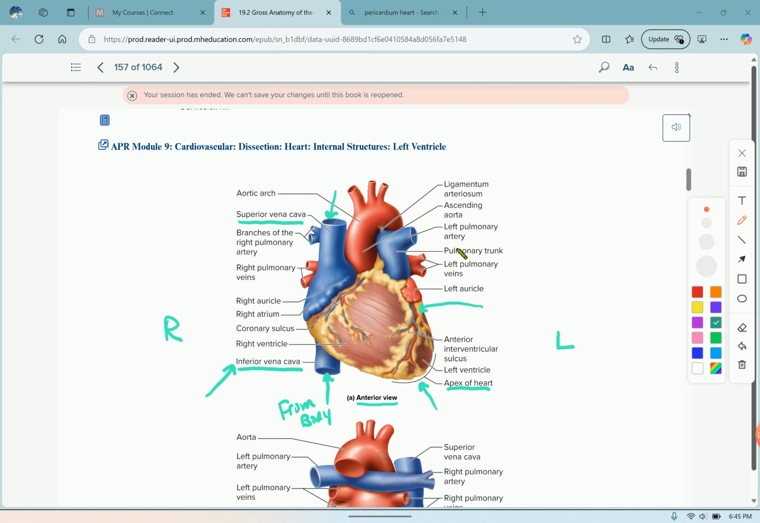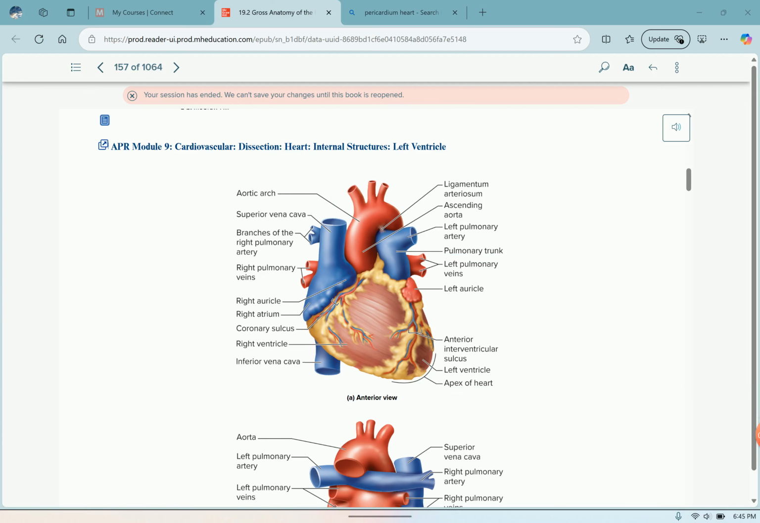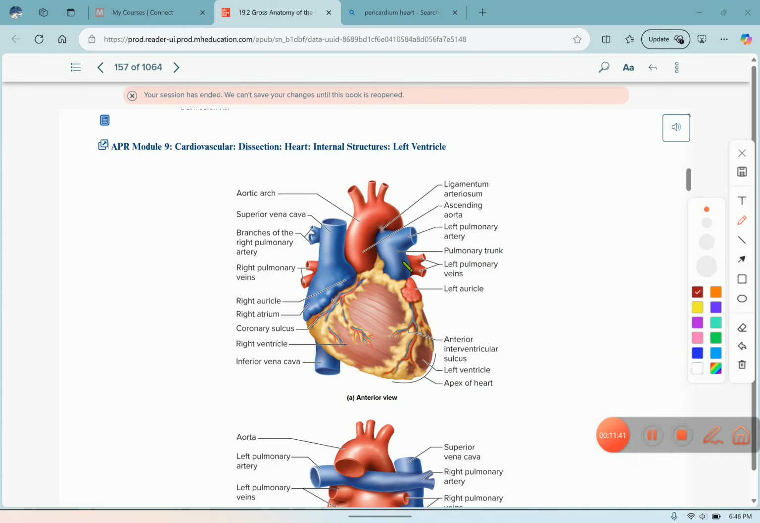Okay, there's the pulmonary trunk. So pulmonary is the fancy word for lung. So we know that this is going to be some form of blood supply as it relates to the lungs. Okay, so we have the pulmonary trunk, and then that is going to split into the left and right pulmonary arteries.